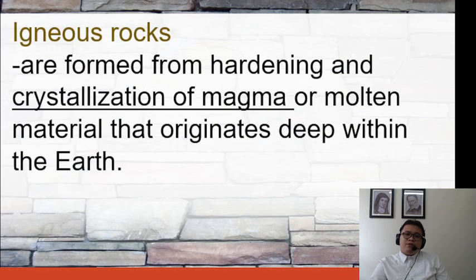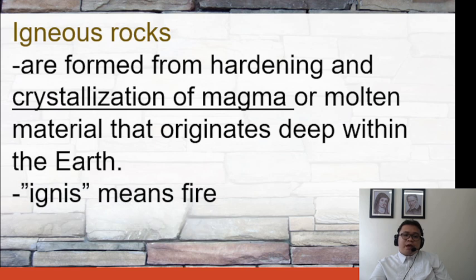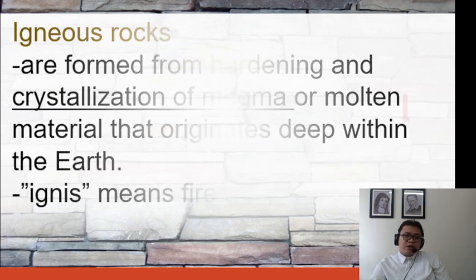When we speak of igneous rocks, they are formed from the hardening and crystallization of magma, or shall we say the molten material that originates deep within the earth. That would mean that they come from the molten materials from underneath the earth's crust, which eventually cooled down for some period of time and solidified to become a rock. Ignis means fire, so that's where the etymology of the word igneous came from. So that's what igneous rocks are all about.